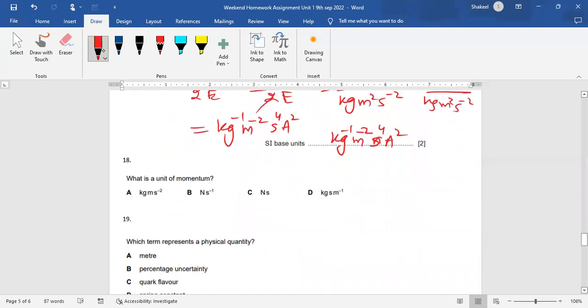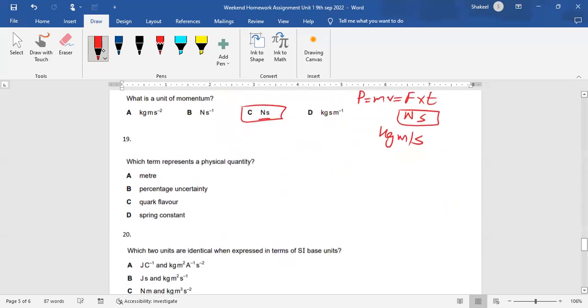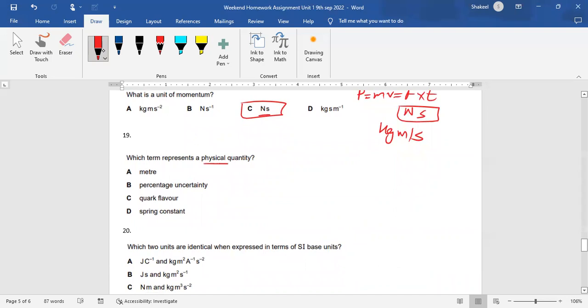What is the unit of momentum? Well, quite simple. Momentum is mv, or momentum is force into time. So force is Newton, time is second, so it is Newton second. Otherwise it can be kilogram meter per second, but meter per second is not there, so Newton second. Which term represents a physical quantity? Meter? No, it is the unit. Percentage uncertainty? No. Quark flavor? No. Spring constant? Yes, because spring constant is K, which is equal to F over E, and its unit is Newton per meter. So yeah, this is the quantity.